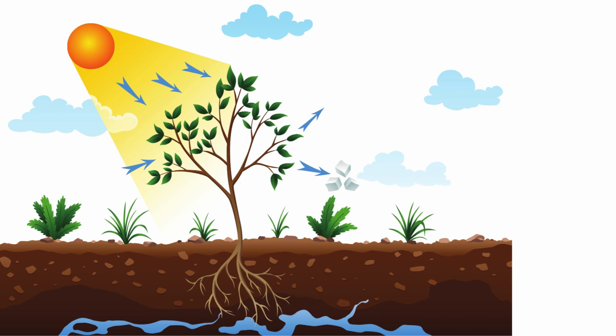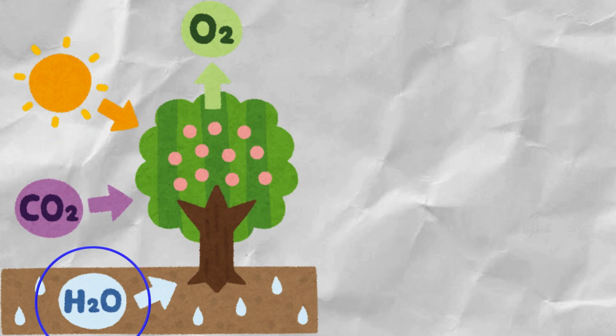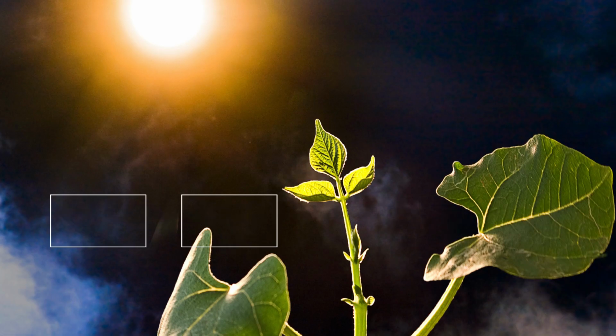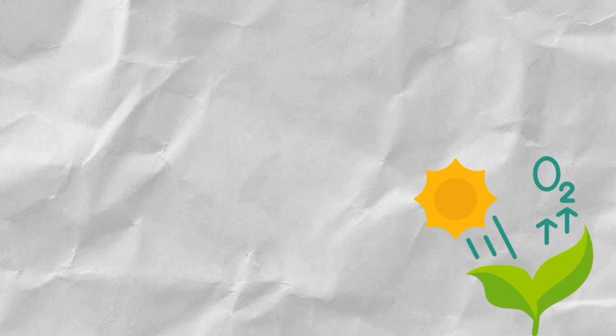Photosynthesis requires three main ingredients: sunlight, water, and carbon dioxide. The sunlight provides the energy, while water and carbon dioxide are the raw materials. Once sunlight hits the chlorophyll, it triggers a series of chemical reactions.